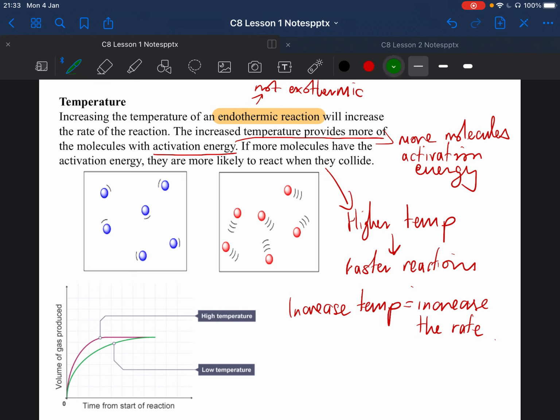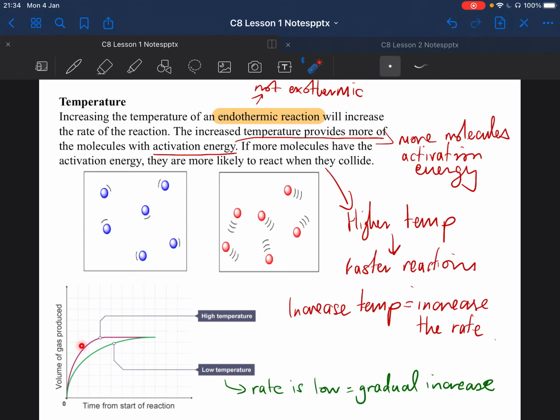A common thing in exams would be to give you a graph and ask you to show what's happening on that graph. If we look at this graph here, there are two lines. We've got the first line here, which shows the reaction at a low temperature. What we would say for this one is that the rate is low. That line is a gradual increase and not a fast increase. What we're seeing here is not many particles have activation energy, so when they collide, they don't really break their bonds and react.